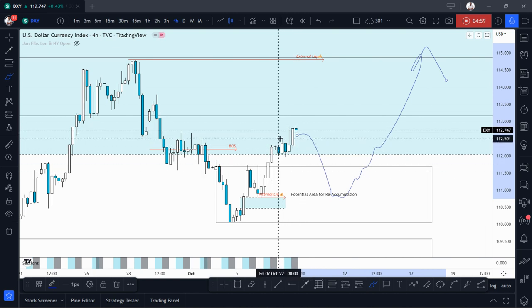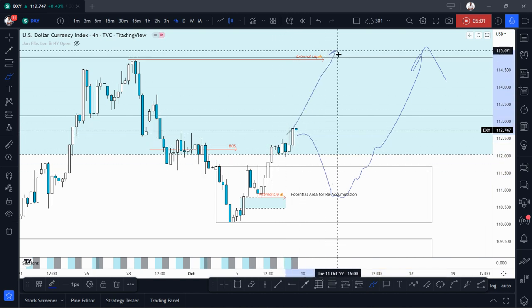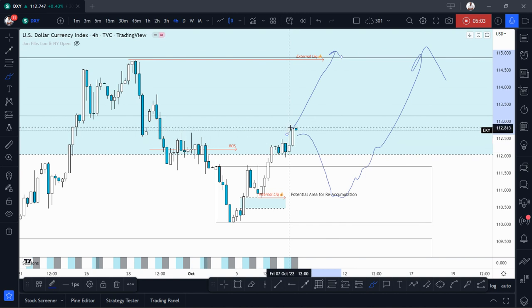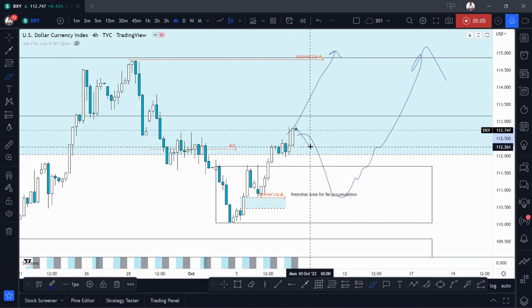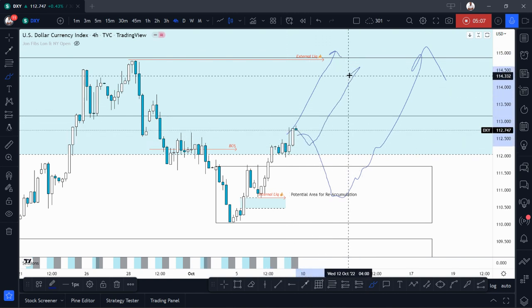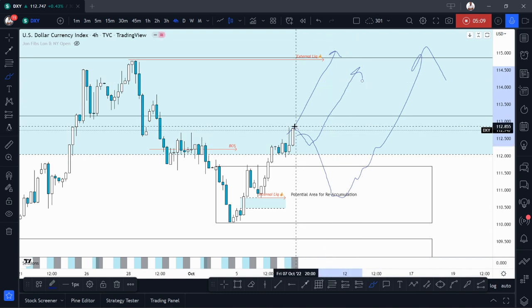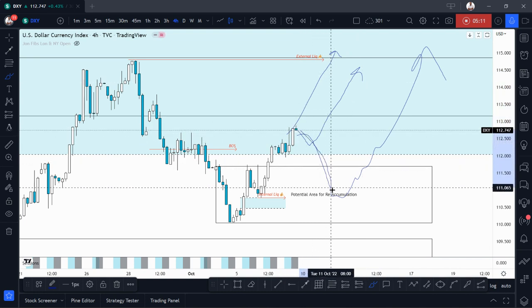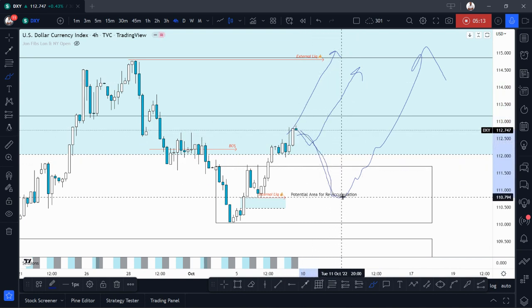And of course, it can decide to just continue all the way up, probably do a little retracement and then continue pushing up. But basically for me, I might just want it to come down to capture this internal liquidity and then push.